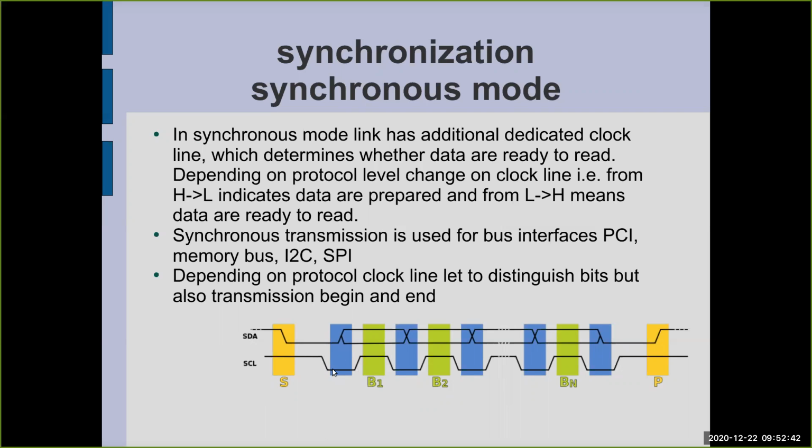The second line is the clock line, and the clock line changes its state on every bit. So, for example, here we have bit 1, it is low. Next bit, it is high, and so on. So it tells the receiver when data are ready to read.